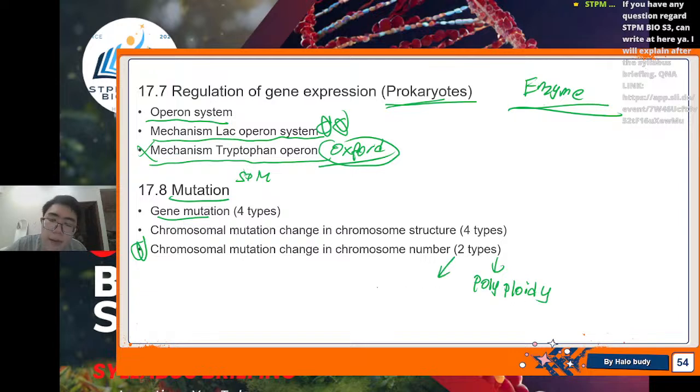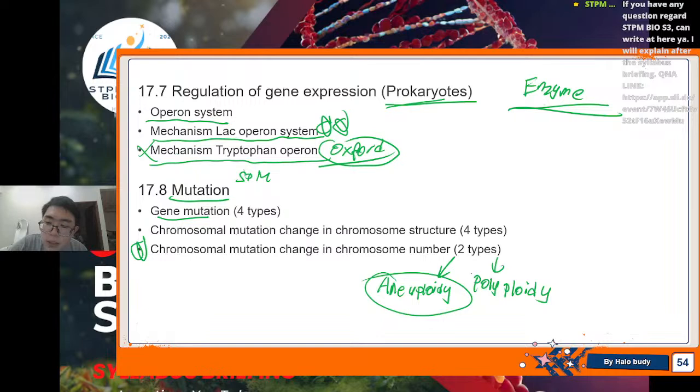Turner syndrome and Down syndrome, we know these as aneuploidy. Aneuploidy, like Down syndrome and Turner syndrome, involves only one chromosome. Either it deletes one chromosome or it inserts one chromosome.